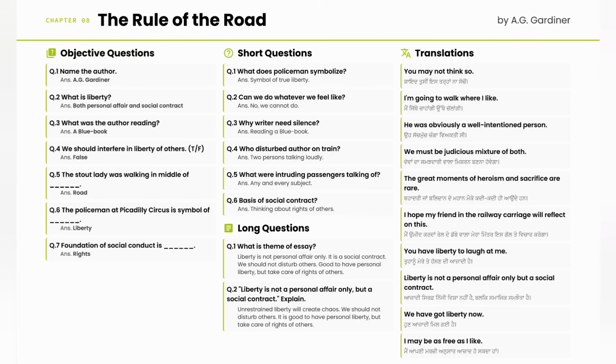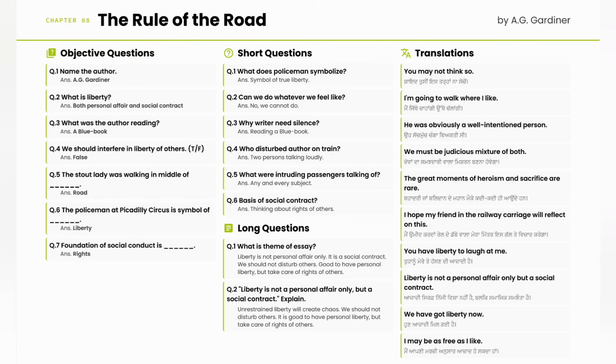Objective questions. Question 1. Name the author of the essay. Answer: A.G. Gardiner. Question 2. What is liberty? Answer: both personal affair and social contract. Question 3. What was the author reading during the journey? Answer: a blue book. Question 4. We should interfere in the liberty of others. True or false? Answer: false.